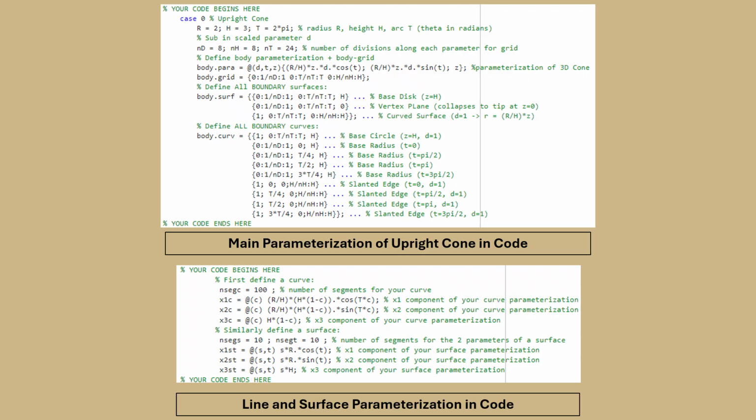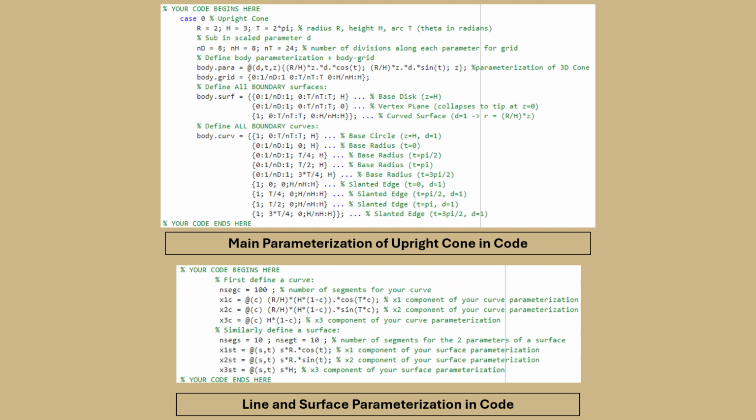Next I define the body's parameters, which is the radius divided by the height multiplied by z, d, and cosine of t. Then radius divided by height multiplied by z, d, and sine of t, and then z, which are the x1, x2, and x3 dimensions respectively.